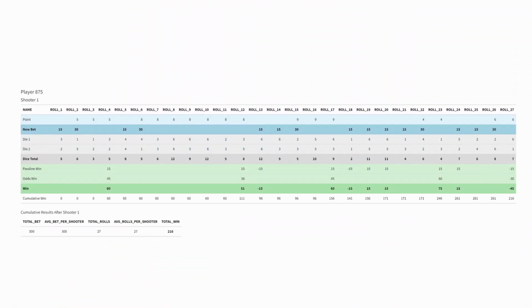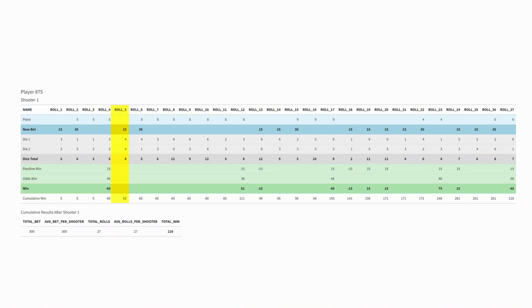I'll just kind of run through this example. Shooter 1 is the most interesting for this particular one. So we had the first roll. We put down a $15 pass line bet. We got set a point of 5. We put $30 on the odds. We roll 6, 3, and then 5. We got paid out. Since the odds on the 5, it's going to pay 3 to 2. So that's $45, $60 total win on that one.